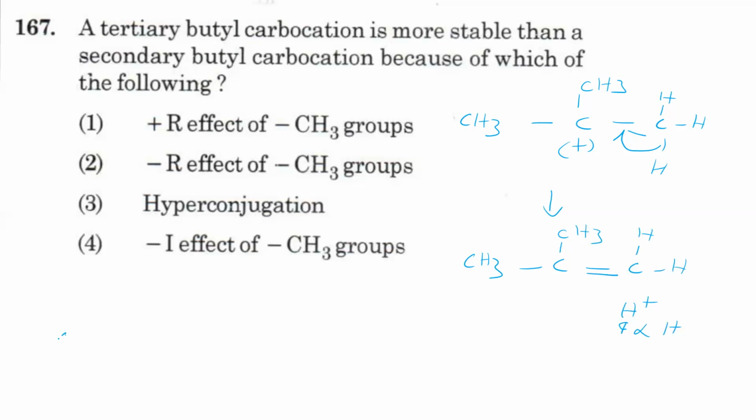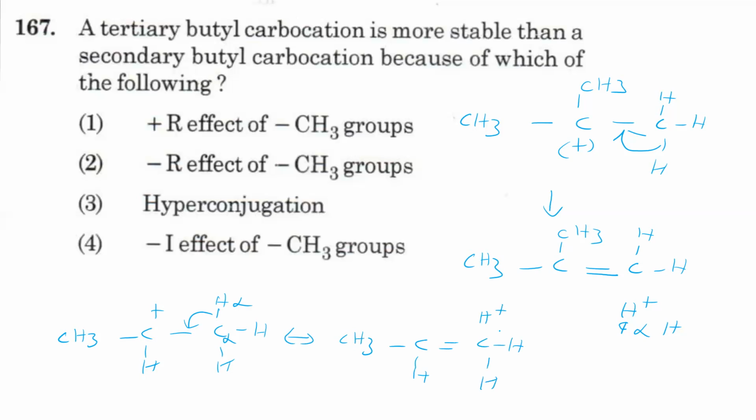Then we will take the secondary butyl carbocation. In this, this is the C plus unsaturation. This carbon is called the alpha carbon because it is attached to C plus. It has alpha hydrogen, and this is going for hyperconjugation. So we will get CH3, CH double bond CH2, and H plus.